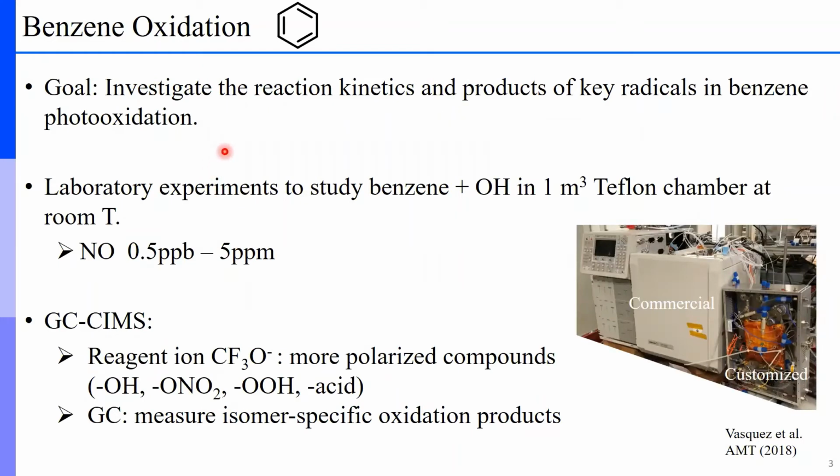In this study, we aim to investigate the reaction kinetics and the products of key radicals in benzene photooxidation. We use benzene as a model molecule and provide insights into the chemistry of more structurally complex aromatics. A set of laboratory experiments were performed in our chamber reactor at room temperature under varying NO concentrations. The key instrument is a newly developed gas chromatography chemical ionization mass spectrometer, GC-CIMS. The CIMS uses CF3O- as a reagent ion, which can detect multifunctional oxygenated products. The CIMS is coupled with a customized gas chromatography to separate isomers.